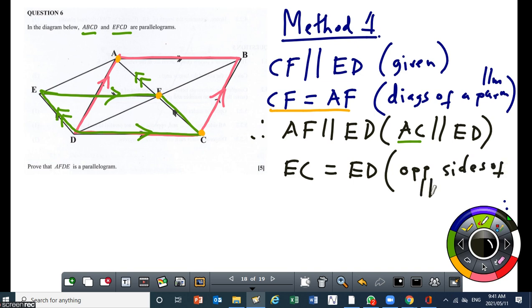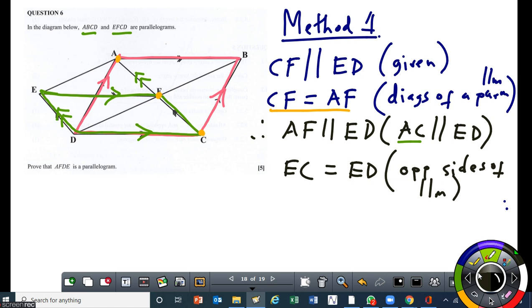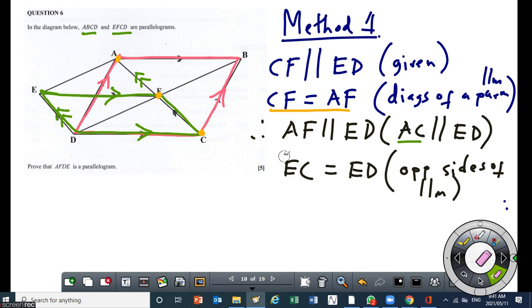Okay? The opposite sides of a parallelogram are what? Are equal. EFCD is a parallelogram, therefore FC, sorry, it's supposed to be FC, not EC. This is FC, right? So this is FC. FC or CF is equal to ED.